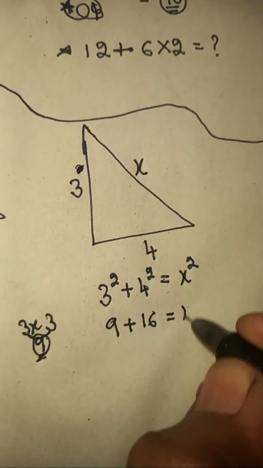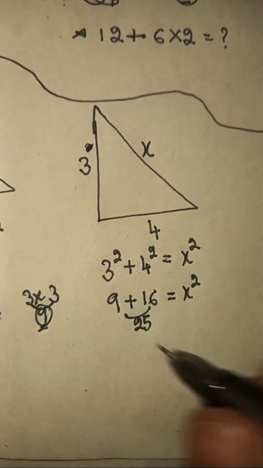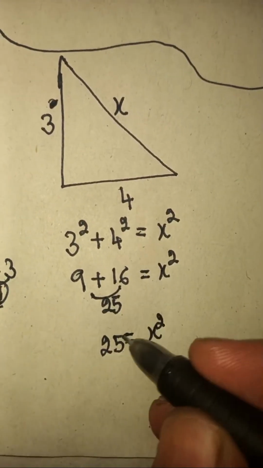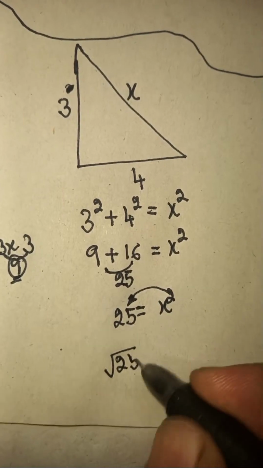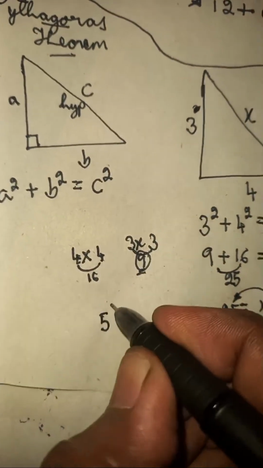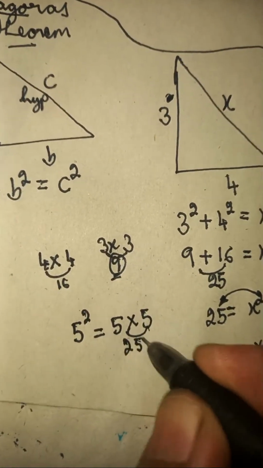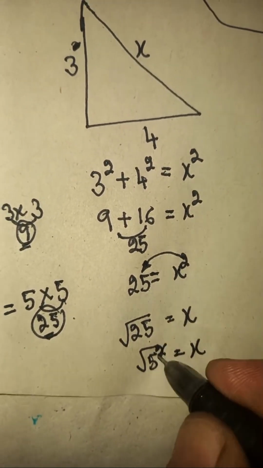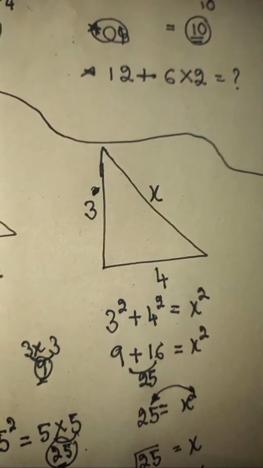9 plus 16 equals x square. Here 9 plus 16 is going to become 25. So 25 equals x square. When this square moves to this side, it becomes a root, that is root of 25 equals x, and 25 you can write as 5 square because 5 times 5 gives 25. You can write this 25 as 5 square equals x. Here square and square root cancel. 5 equals x, that is the hypotenuse.